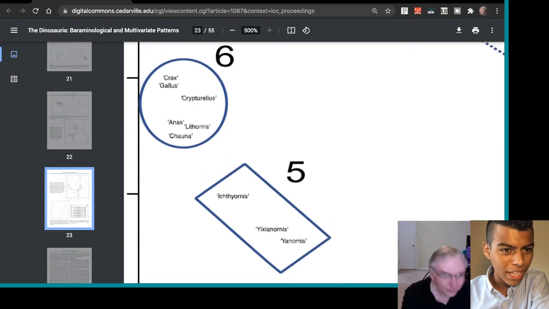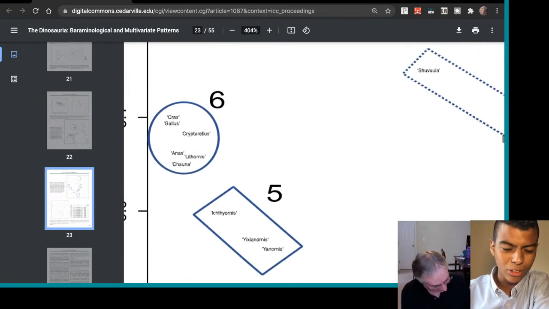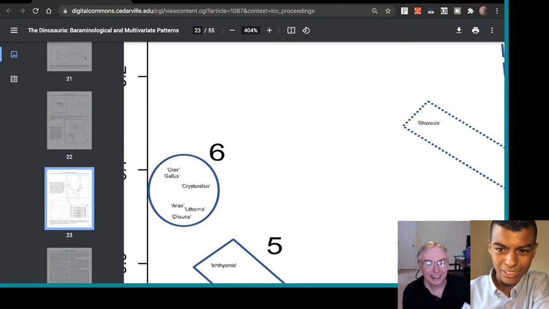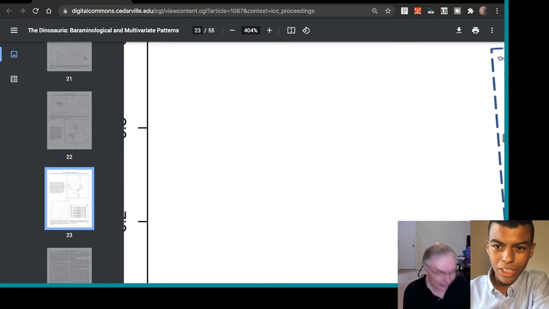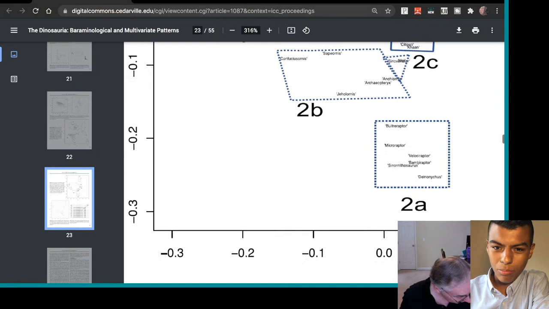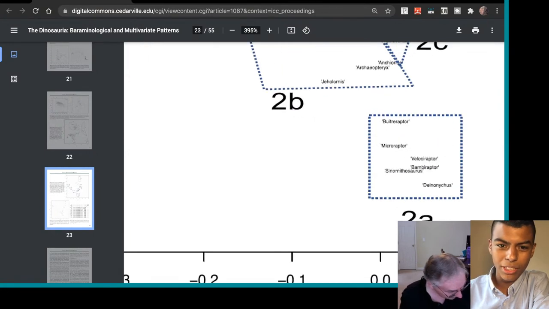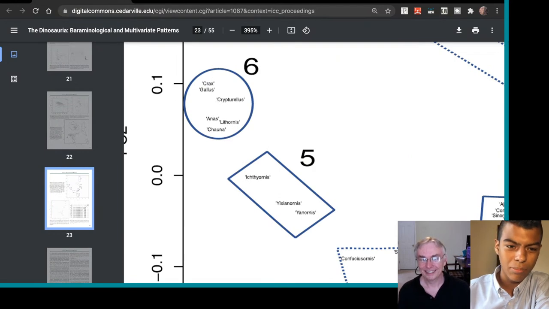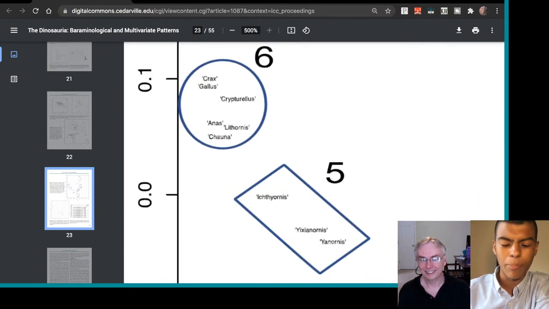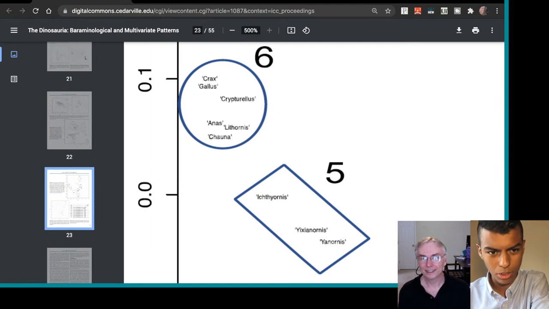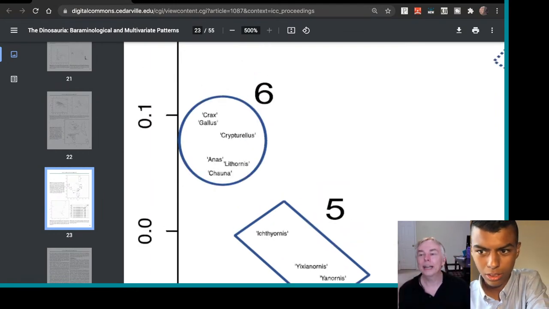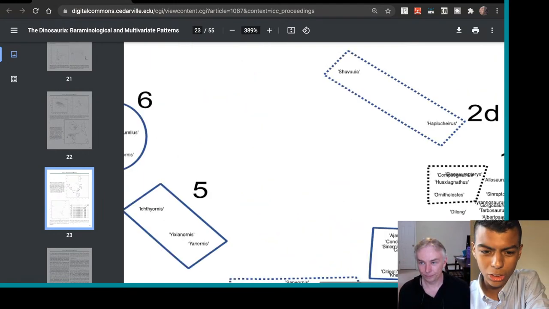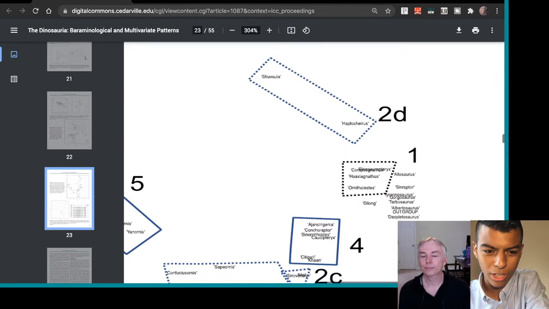We have Gallus. Let me find those two in my paper. So we have the chicken here also, if I'm not mistaken. Yeah, Gallus. Okay. So this is interesting. We have the Maniraptorans pretty separated from Gallus, and I'm assuming that these are extant birds up here. Extant, exactly. Yes. So that's interesting. We do have a bit of discontinuity here.